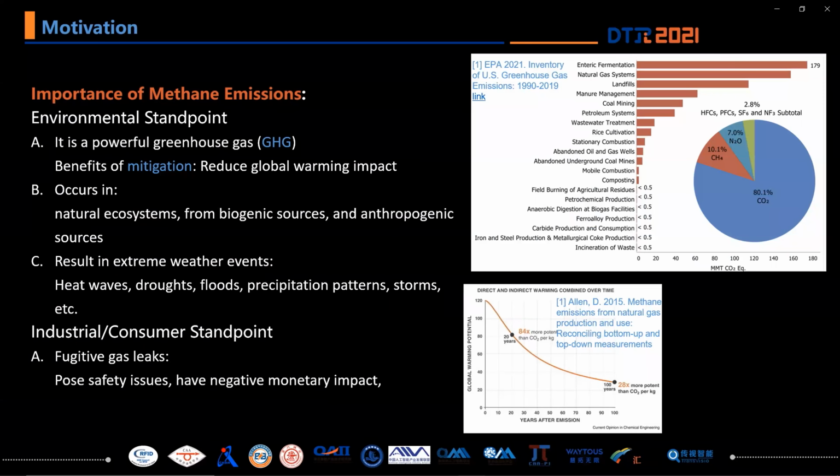The importance of methane emissions from an environmental standpoint is primarily due to the fact that it's a powerful greenhouse gas. From the image on the top right, we can see that methane accounts for about 10% of the total greenhouse gases emitted, which is comprised of natural gas systems and landfills. But from the image on the bottom, we can see that in a 20-year time span, methane is about 84 times more potent than CO2. And mitigating methane emissions can help reduce global warming impact in the near term.